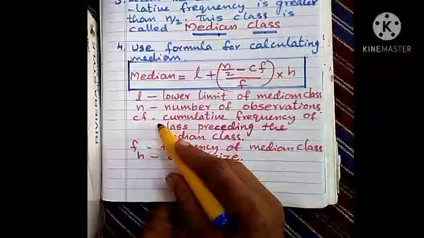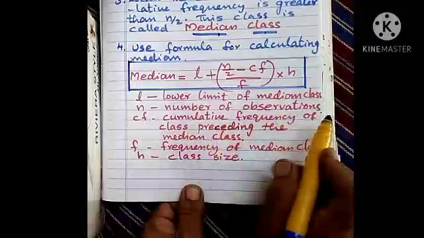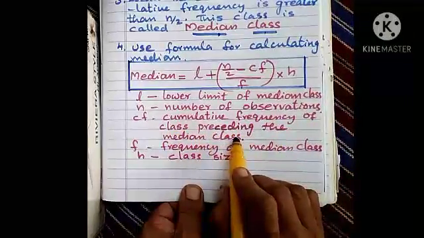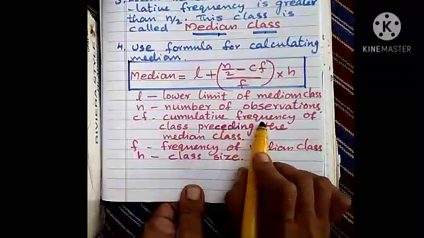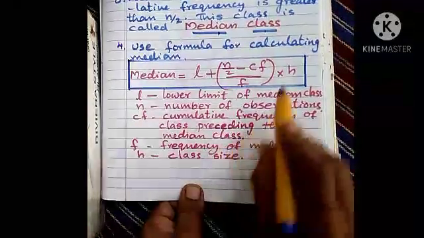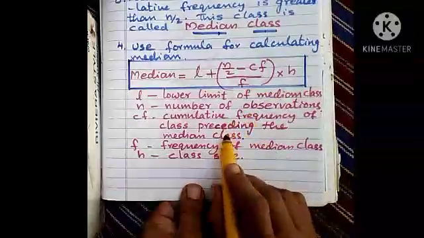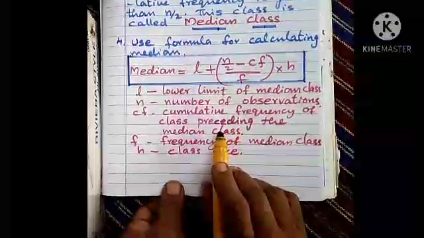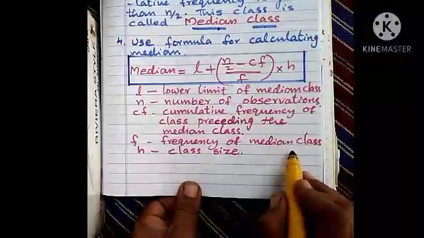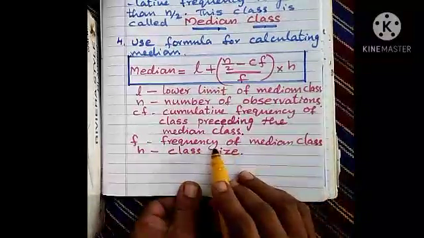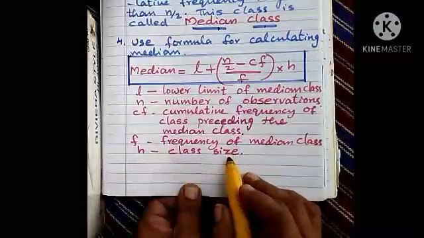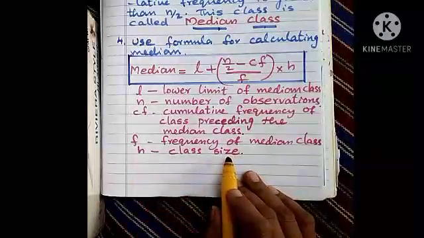Then CF. CF means cumulative frequency of class preceding the median class. Cumulative frequency of class preceding the median class. Median class we have selected, and just before that, the cumulative frequency we are selecting. Next, F, frequency of median class. Then H, class size, width of the class or size of the class.